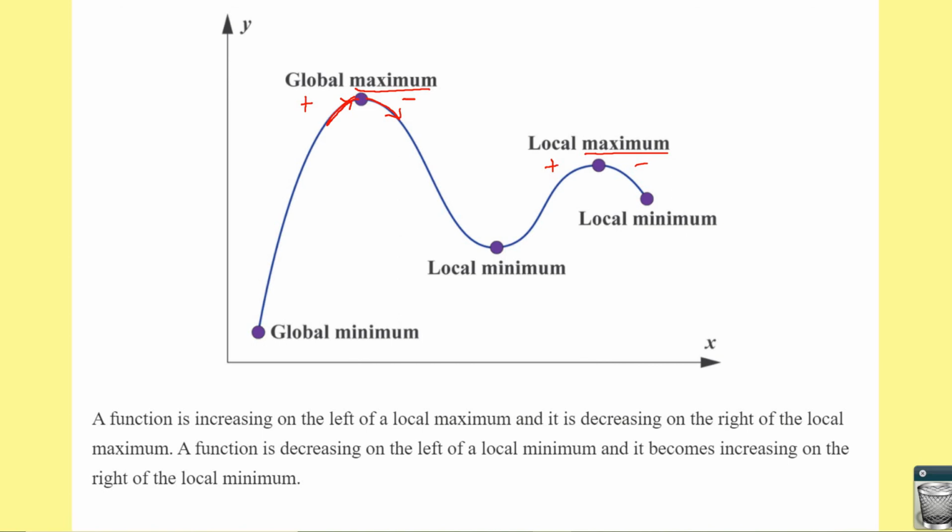A minimum is when you have a negative slope on the left-hand side, so that's going down, and on the right-hand side, it is increasing, like a positive slope.